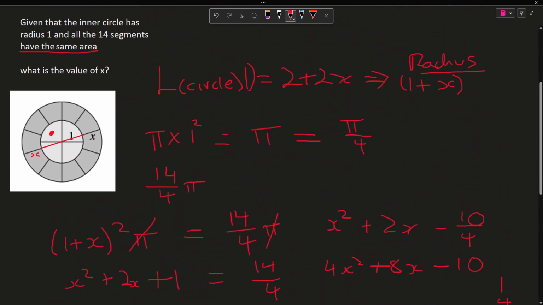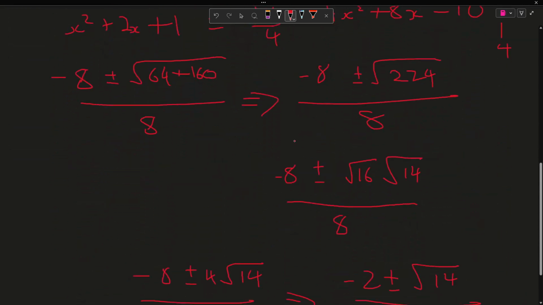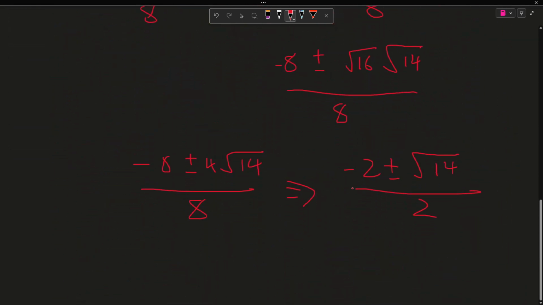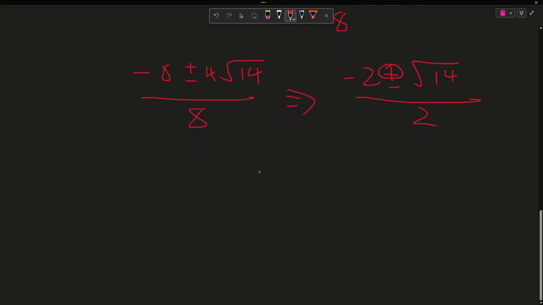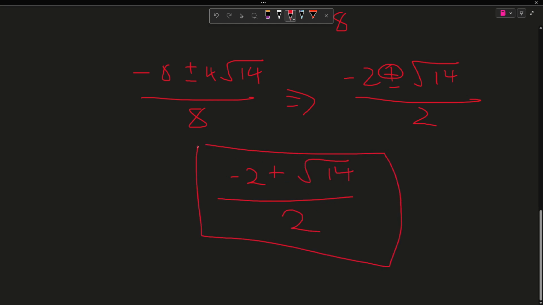Now, it wants the value of x, but we need x to be positive. If we think about it, root 14, is that bigger than 2? Yes. So if we subtracted, it would give us a negative answer. So our answer must be positive, the plus. So the final answer should be minus 2 plus root 14 over 2, and that should be what x is equal to.